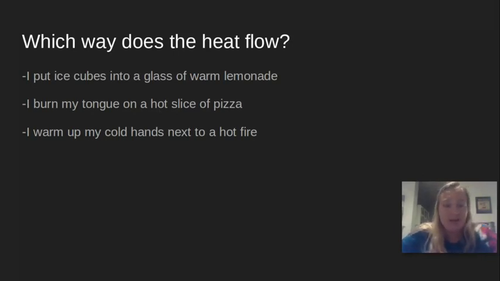Next up, I burn my tongue on a hot slice of pizza. So my hot object is that pizza. My cooler object is the tongue. The heat flows from the pizza to the tongue. Next up, I warm my cold hand next to a hot fire. So my hot object is the fire. My cold object is the hand. So the heat is going to flow from the fire to my hands. So heat always flows from the hotter object to the cooler object.